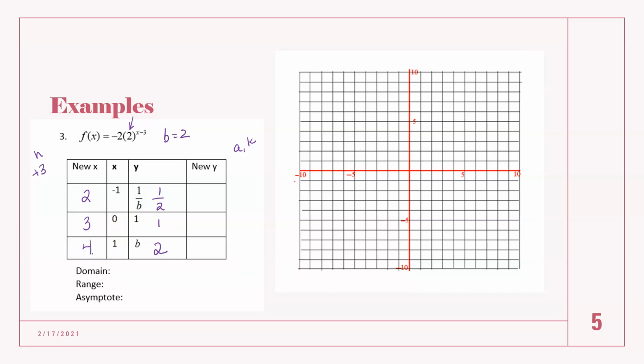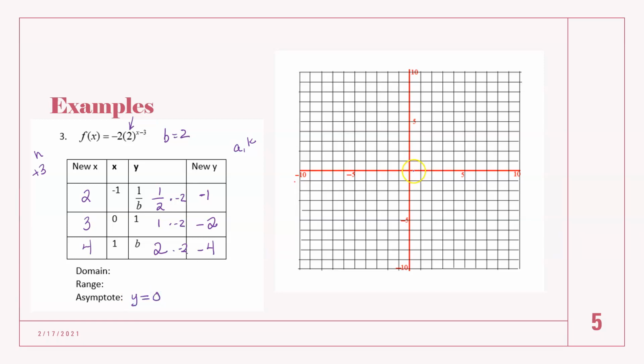Over here, we have a -2, so we're going to multiply by -2 for each one of these. So 1/2 times -2 is -1. 1 times -2 is -2. And then 2 times -2 is -4. Let's figure out what our asymptote is. Again, there's no k, so we're still at y equals 0.